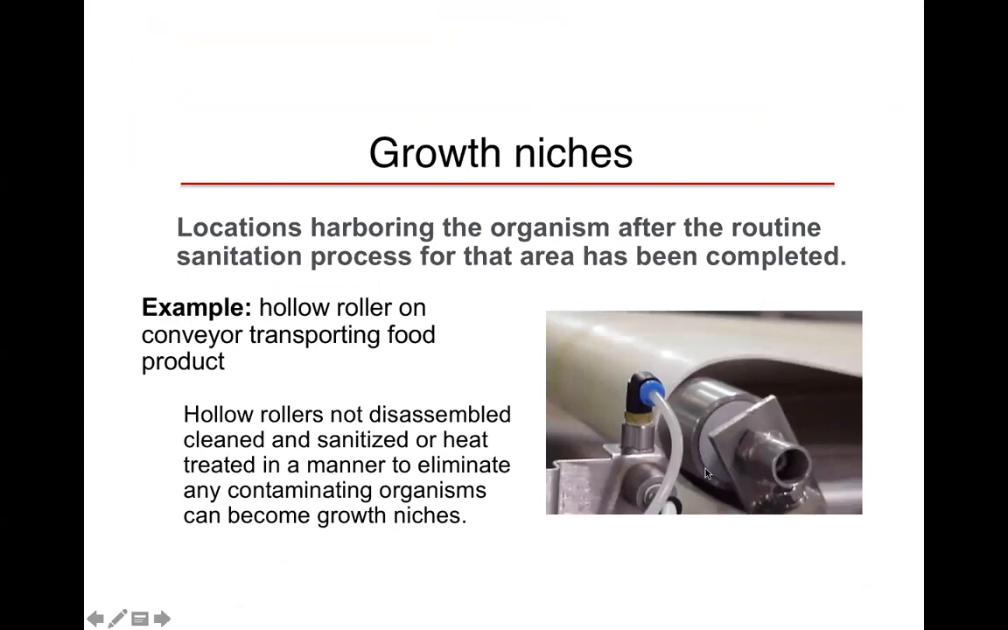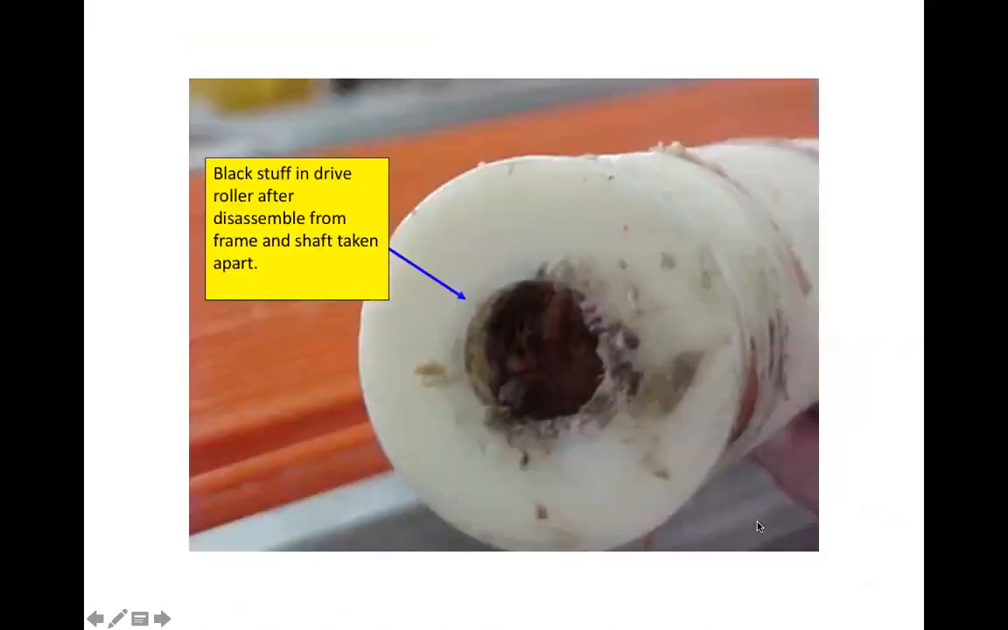So here's a roller on a conveyor belt. This conveyor belt gets cleaned during cleaning and sanitation, but this roller does not, and it's actually hollow inside. When you take these apart and look inside, you can see that they're not actually getting clean. So a big part of cleaning and sanitation should be disassembly of uncleanable equipment so that you can get inside and get the Listeria out and kill it and prevent Listeria from surviving over time.